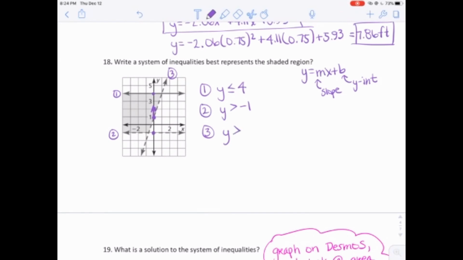Slope. If we started our y-intercept at 1, we have to count up 3 in order to go over 1 and land back on our line. So up 3 over 1, that's a slope of 3x, and we said our y-intercept was 1. And those are our equations.